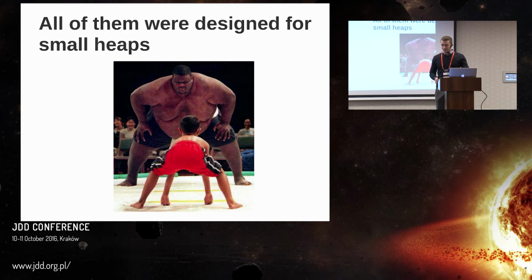Like all of them were designed for small heap. Well, it's actually not really true. When Serial was designed, the computers had like 32 megabytes of RAM. So no one was even thinking about giving 1 gigabyte to heap. When Parallel was written, 128 megabytes, and when CMS, 512.